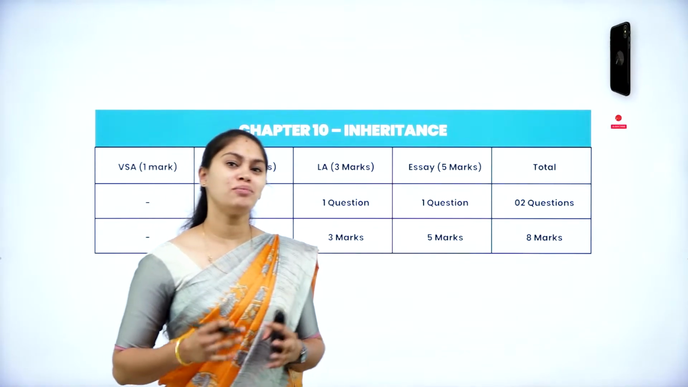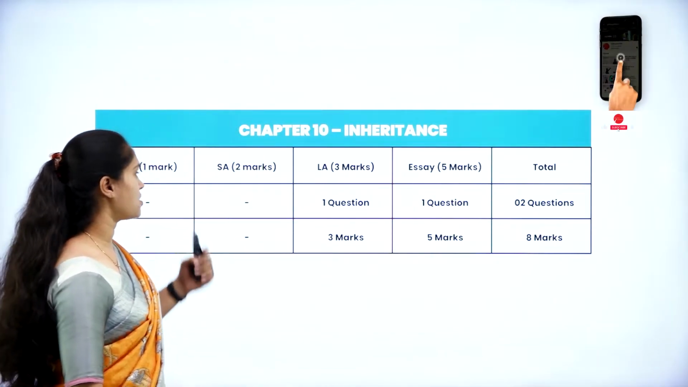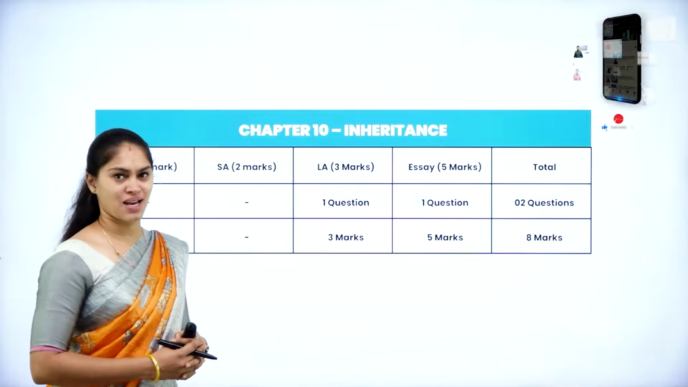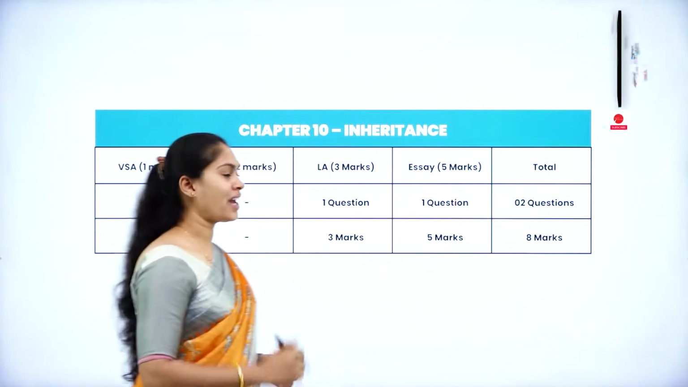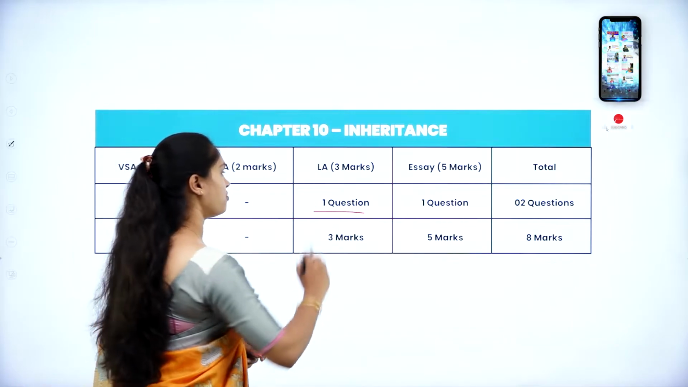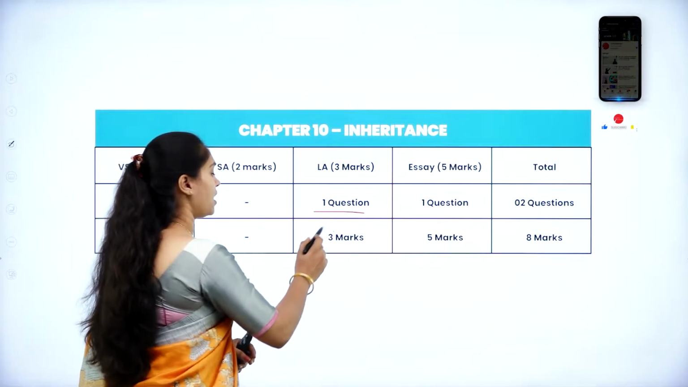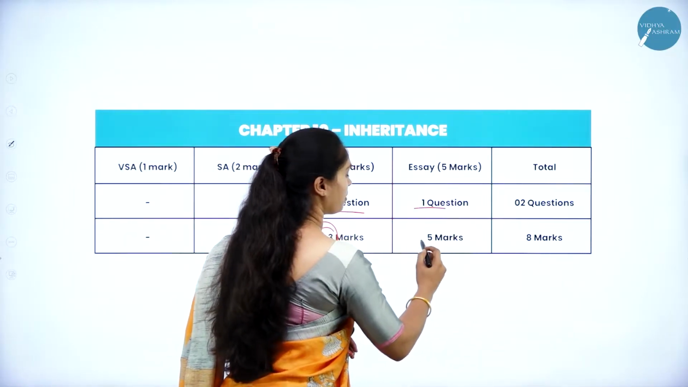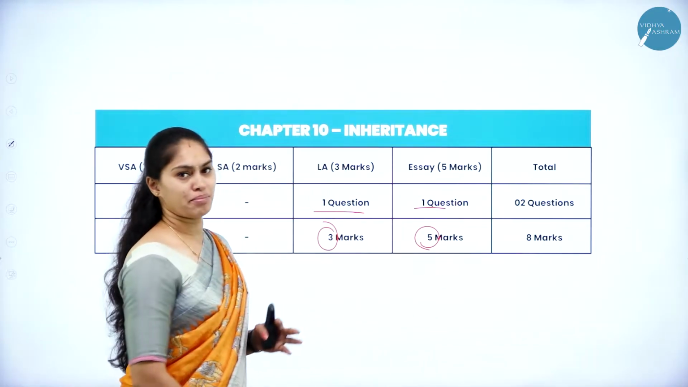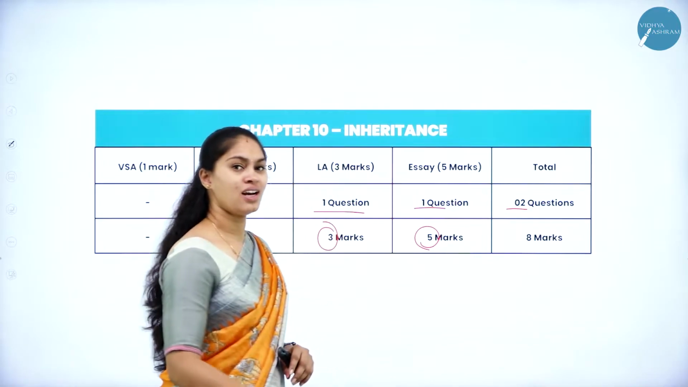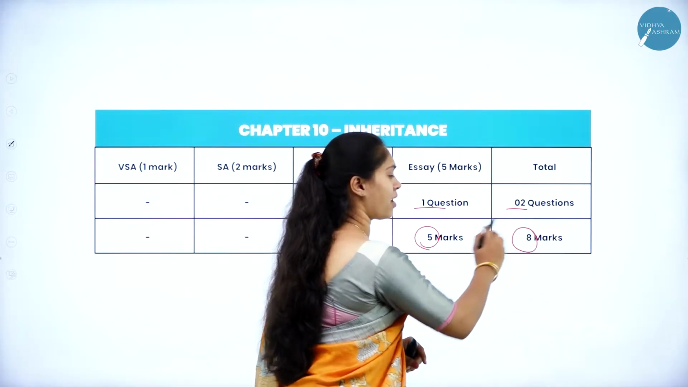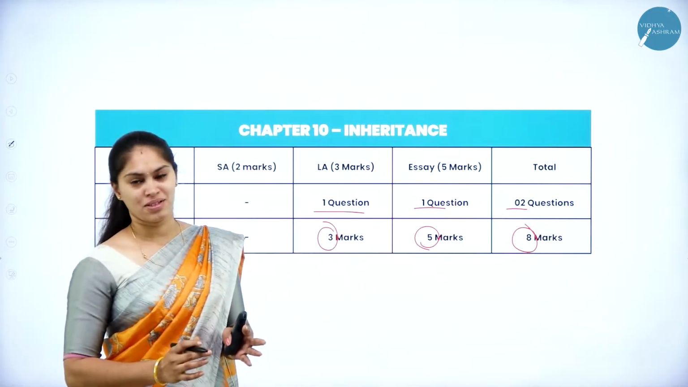So you can see the blueprint of this chapter here. That means the marks distribution of this chapter. When it comes to chapter 10, that is inheritance, you can expect one 3-mark question and one 5-mark question. So totally you are going to get 2 questions from this chapter, and totally you can get 8 marks if you study this chapter.